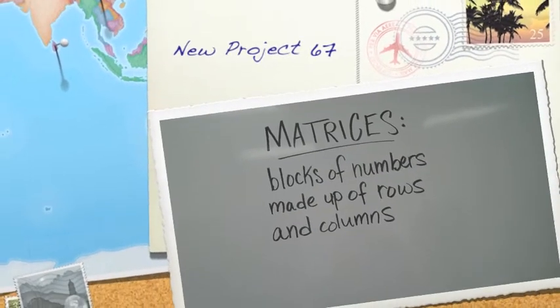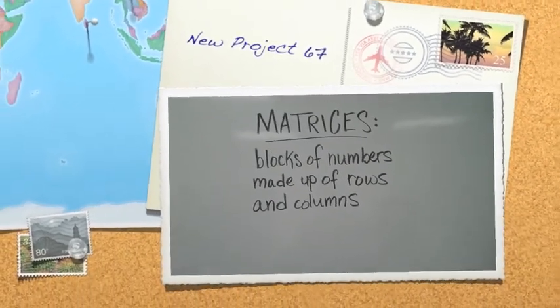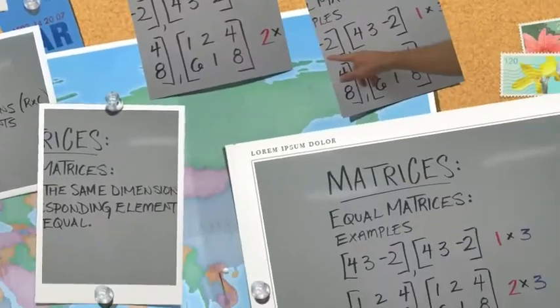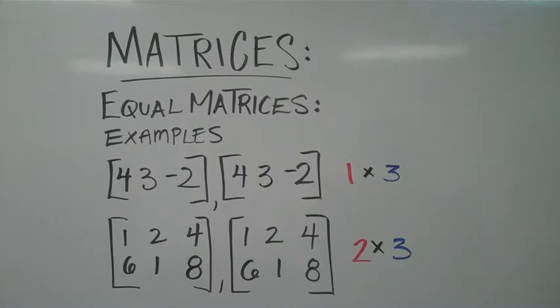Matrices are blocks of numbers made up of rows and columns. Equal matrices have the same dimensions, meaning their rows times their columns are the same. They have the same number of rows and the same number of columns, and the corresponding elements of each of the matrices are equal. Here are some examples of equal matrices.